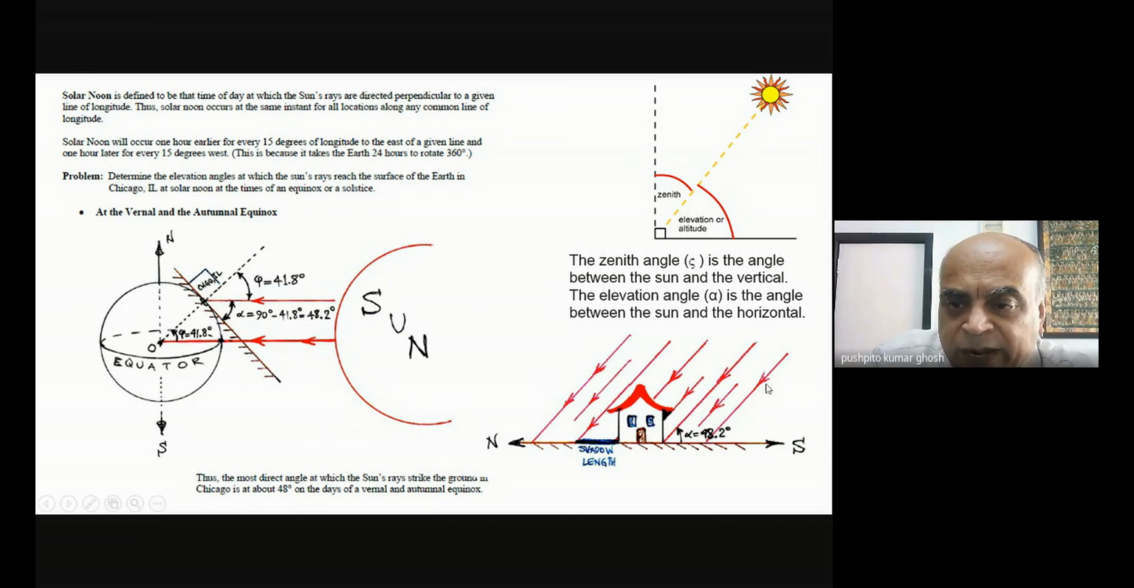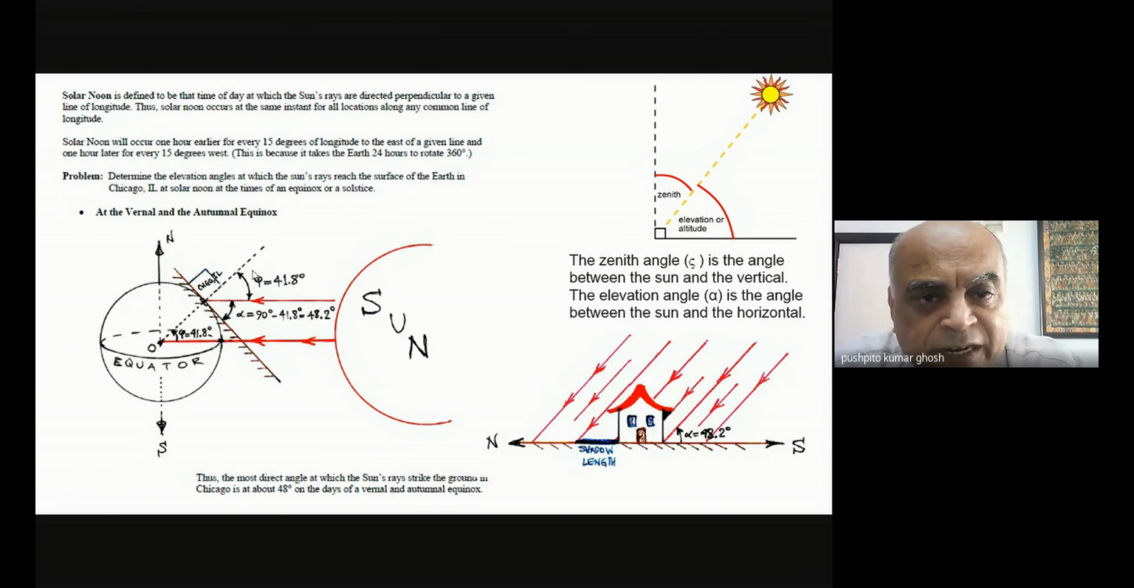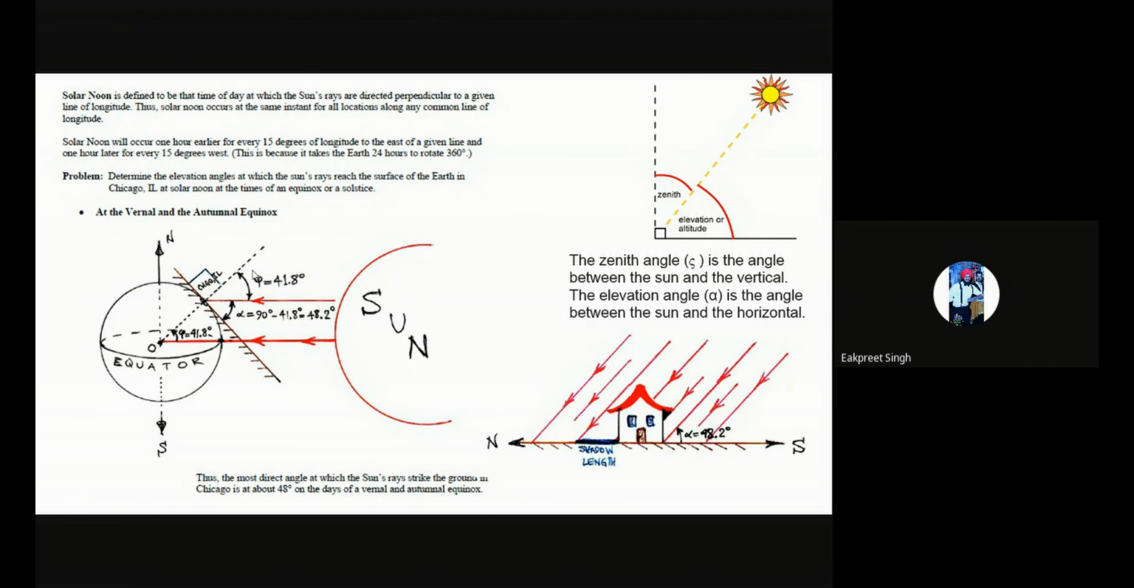And this is my radiation coming, and this angle is 48.2 degrees. Why is it 48.2? Because this angle is 41.8, and 90 minus 41.8 is equal to 48.2 degrees. So this is my angle of elevation, and this angle is known as my zenith angle. The two together will add up to 90 degrees. Is that clear? Yes, sir. Absolutely clear?